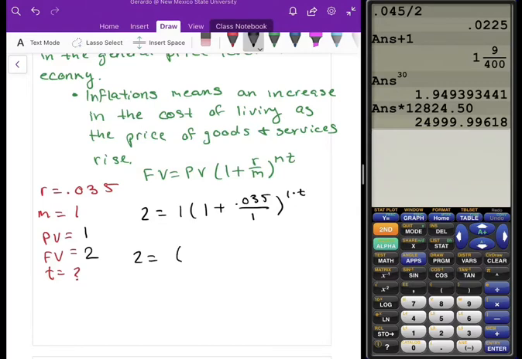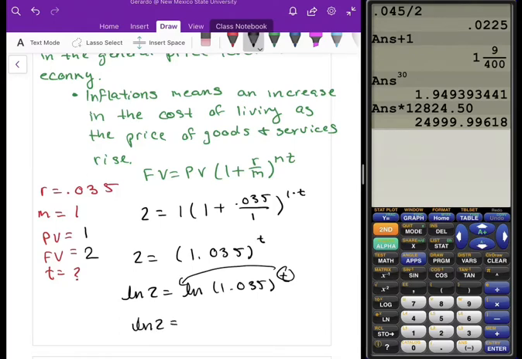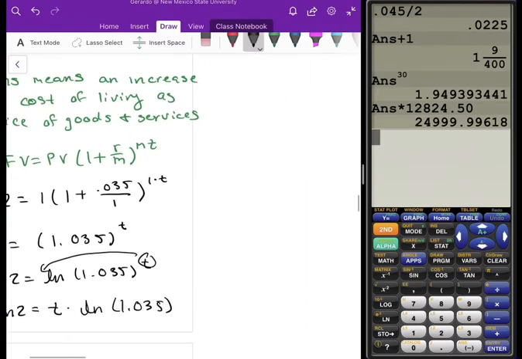This is 2 equals 1.035 to the power of T. Now, how can I solve for T? Well, this is where we get logs. We're just going to add logs. So ln of 2 is equal to ln of 1.035 to the T. Now, because of the properties of logs, I can send this to the front. So I have the natural log of 2 equals T times the natural log of 1.035.